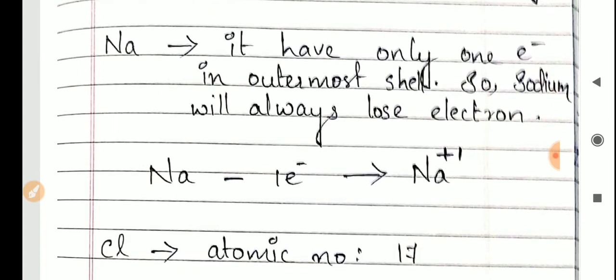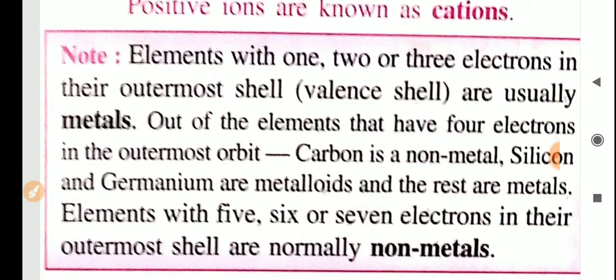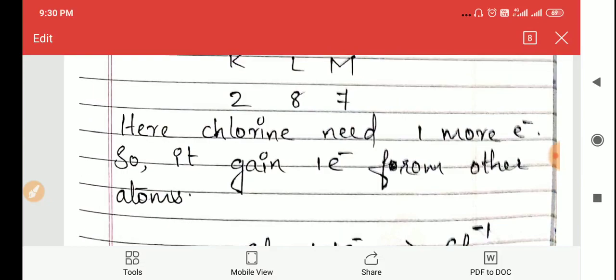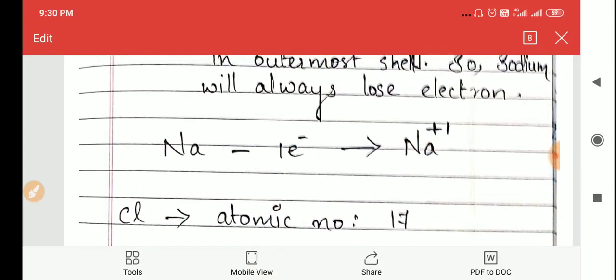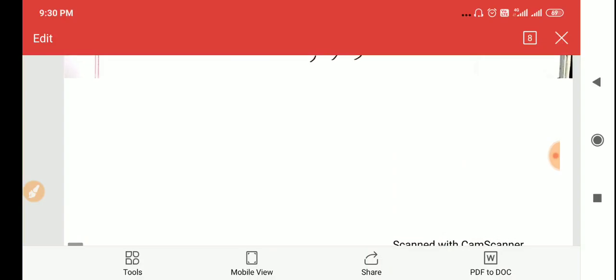Same thing I have explained here about the charge also. Then we know that there are 2 types of ions, positive ion or negative ion. So how will an atom get a negative charge? By gaining electrons.